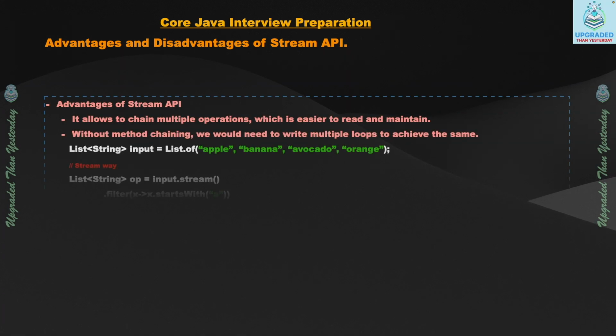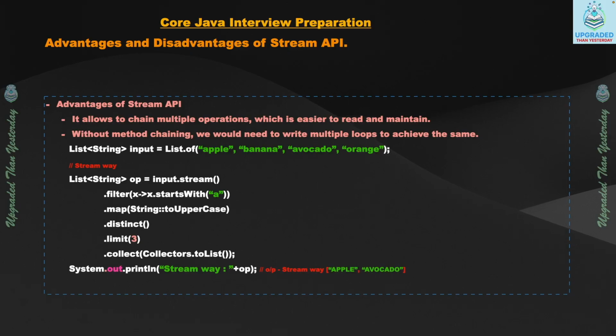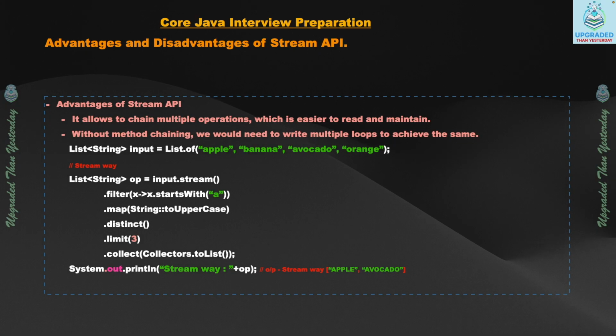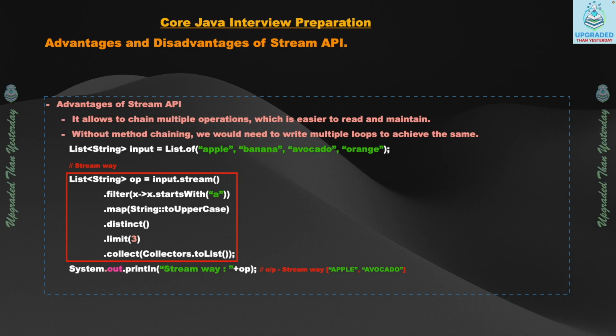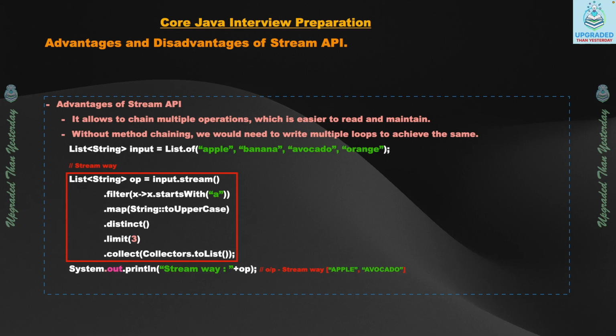Next advantage, it allows method chaining. In a single line of code, we can execute multiple operations to get the expected output. Without method chaining, we would have ended up writing several loops to get the expected output in the traditional way. Look at the code. It is filtering the input, then applying an operation to modify the data, then it removes duplicates and limits the output to a maximum of 3 entries. These many operations are chained in a single line to get the expected output.